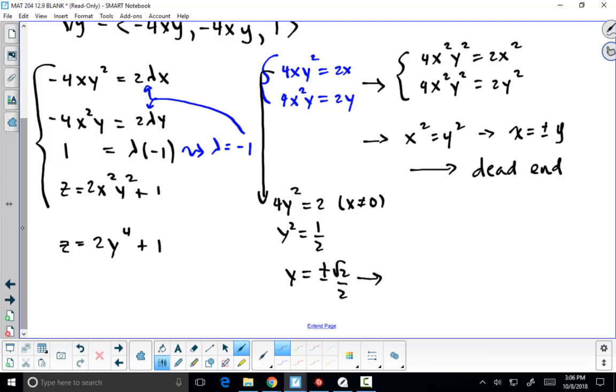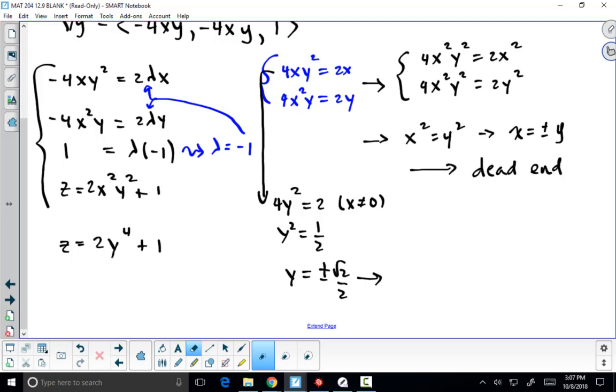And if y is plus or minus root 2 over 2, we're going to come right back up to here to get x's. Where are we going to get our x's? Can we get x's from this right here? So we're going to go to this equation right up here to get x's, the second equation. So from the first equation, we get our y's. From the second equation, we're going to get our x's.